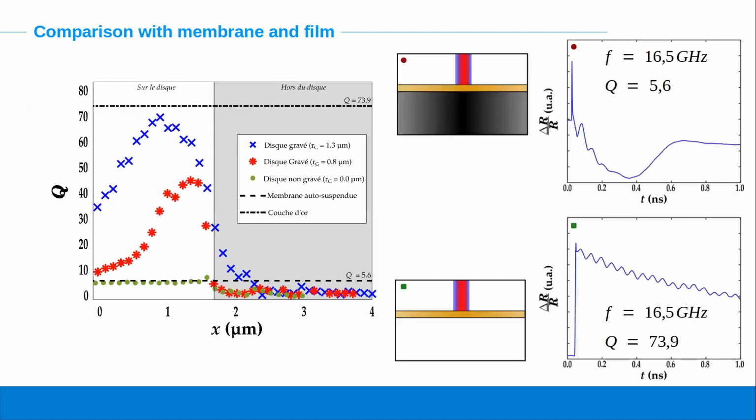And so we can also compare, as limit cases, this result with the one we obtain on the film that is fully in contact with the silicon substrate and on the membrane that is completely in absence of contact. And we found, for the film, similar values for the quality factor to the one obtained for the disk fully supported. And in the case of the membrane, we have a very high value of the quality factor, for which the most important value obtained on the etched disk is almost similar.